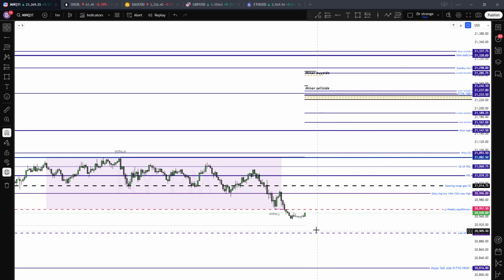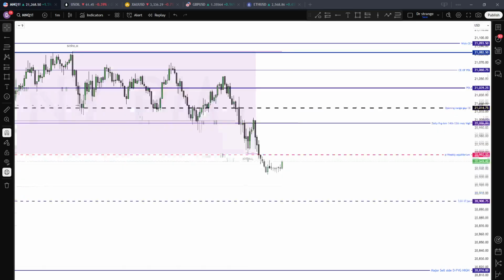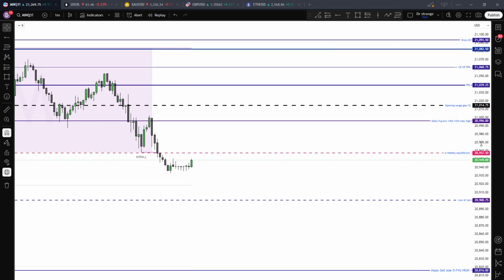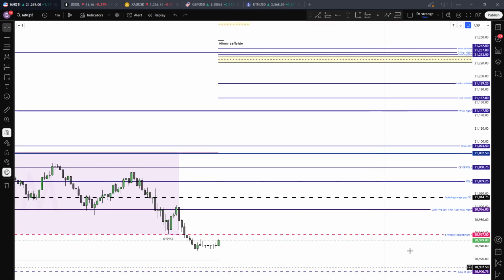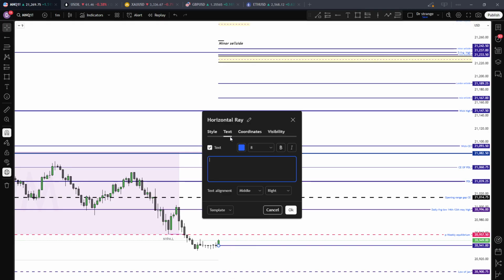So see where we closed yesterday and see where we are right now. So we are literally in a deep premium. So it doesn't make sense for us to be buying this price action. So this is our opening range gap low.